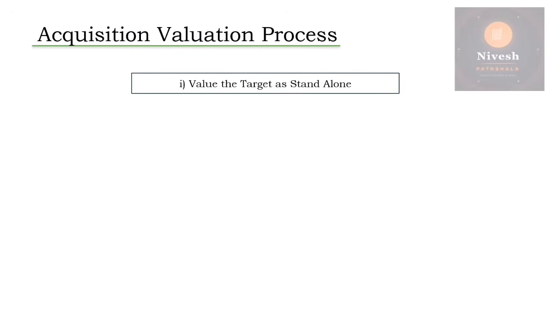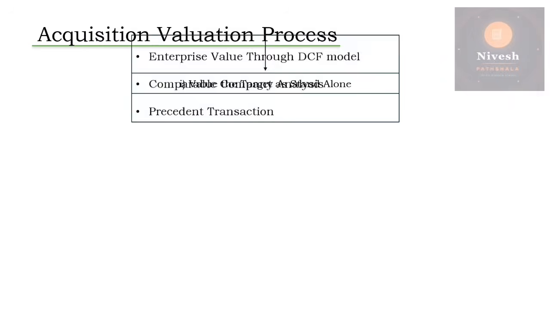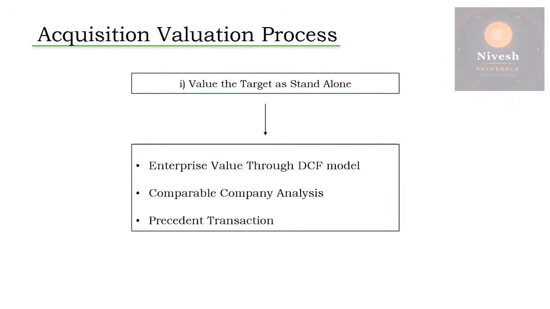Now we move on to the acquisition valuation process. The first step is to value the target as standalone. In the previous video, we already discussed the 3 models for the valuation of any business. The first one is the DCF model, second comparable company analysis, and the third precedent transactions. These are the 3 methods to value a business. So this is the first step of the acquisition valuation process.